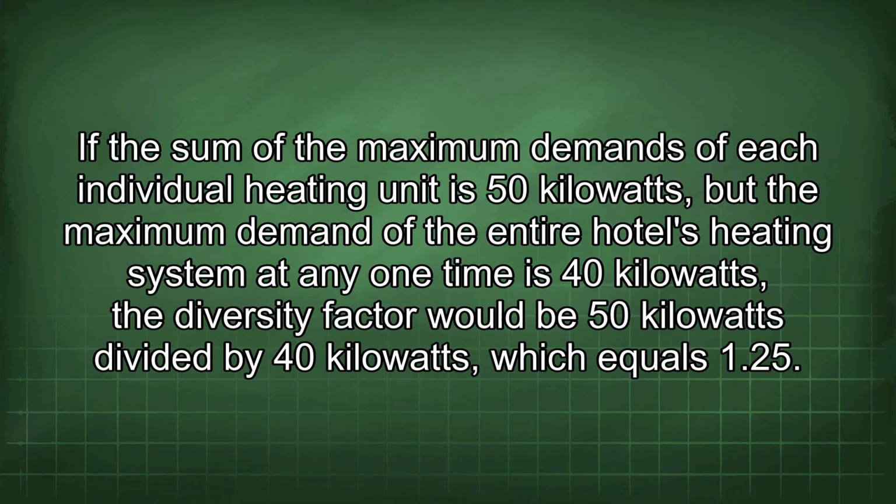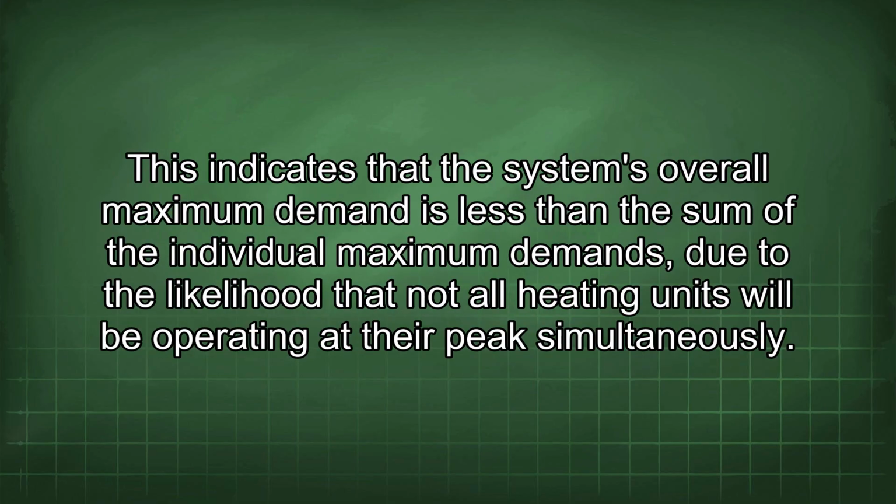If the sum of the maximum demands of each individual heating unit is 50 kilowatts, but the maximum demand of the entire hotel's heating system at any one time is 40 kilowatts, the diversity factor would be 50 kilowatts divided by 40 kilowatts, which equals 1.25. This indicates that the system's overall maximum demand is less than the sum of the individual maximum demands, due to the likelihood that not all heating units will be operating at their peak simultaneously.